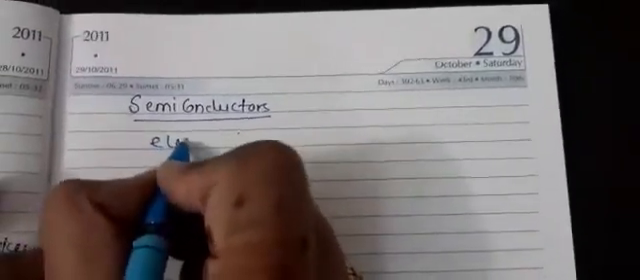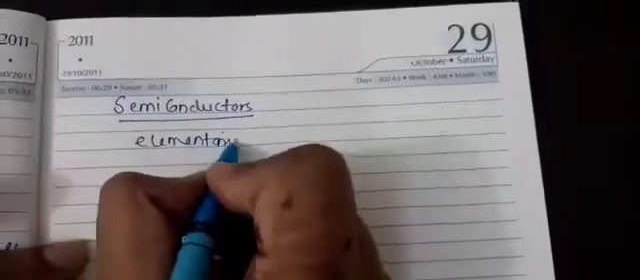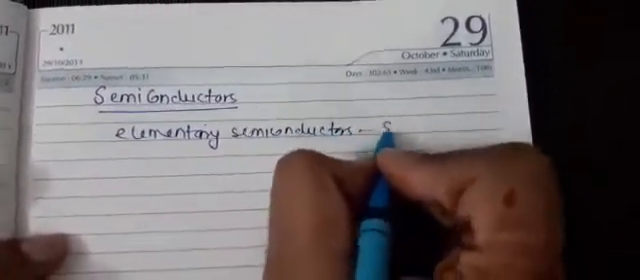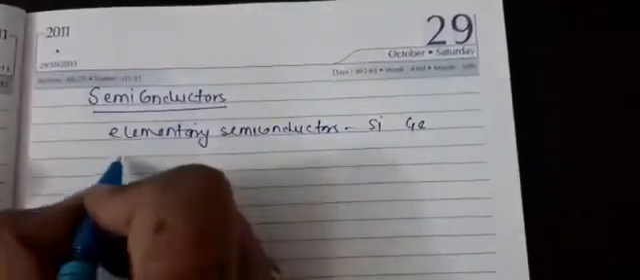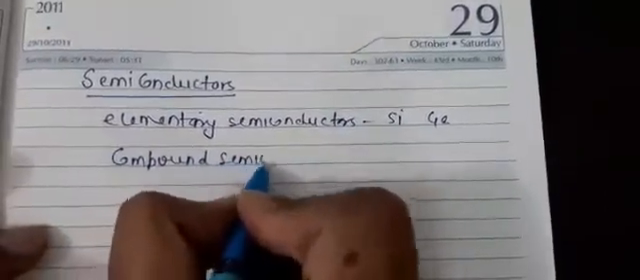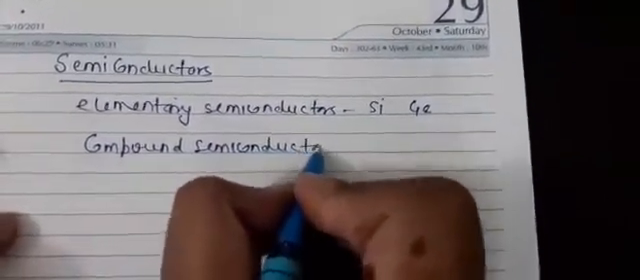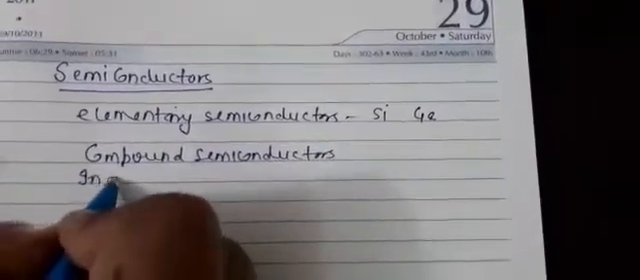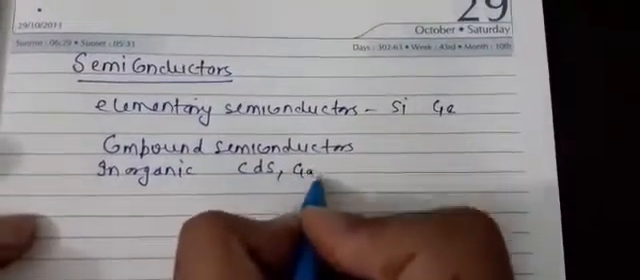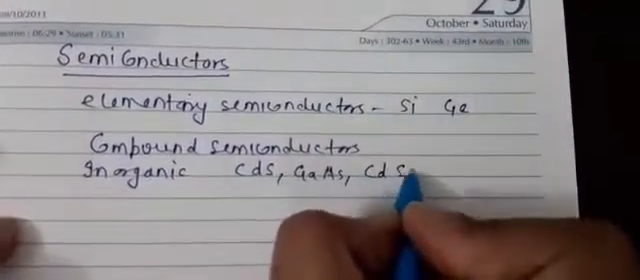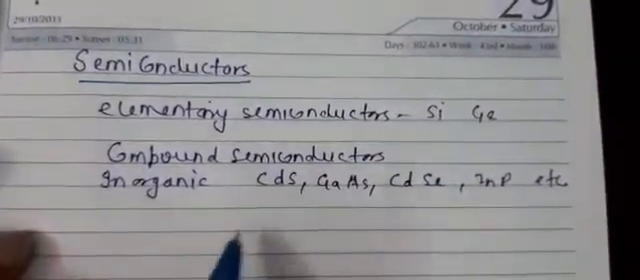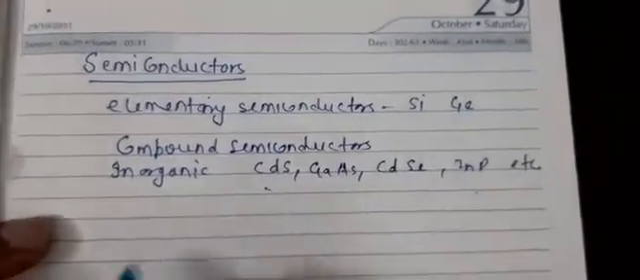Basic elementary semiconductors can be silicon, germanium. Apart from it, some compound semiconductor materials are there. Further, these can be categorized as inorganic and organic. Inorganic examples can be like this: gallium arsenide, cadmium, indium phosphide, etc. Many examples can be there. We are not going to discuss it in detail, I am just giving you an example.